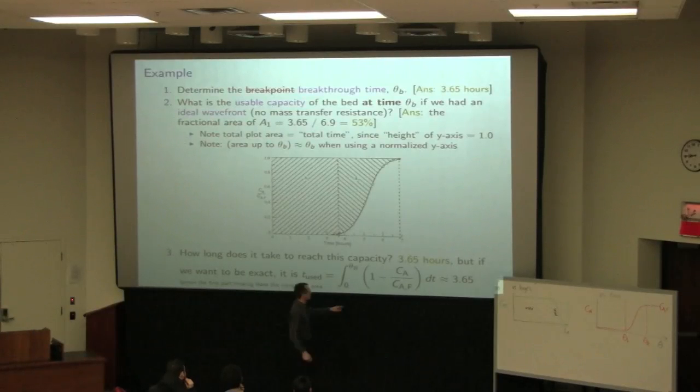1 minus CA over CAF. So in other words, I've plotted CA over CAF here on my y-axis. So 1 minus that essentially corresponds to the area from the top down to this curve. So this S-shaped curve is CA over CAF. So 1 minus that corresponds to all that hatched area over there. So I'm integrating that hatched area between time 0 and 3.65 hours. So essentially saying I shouldn't really take that little triangle into account first. Minor detail.